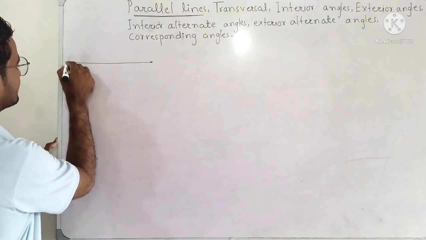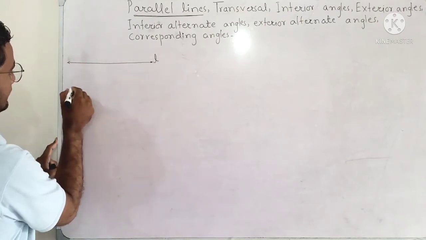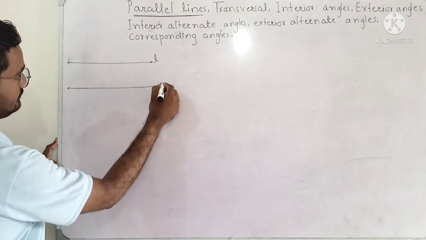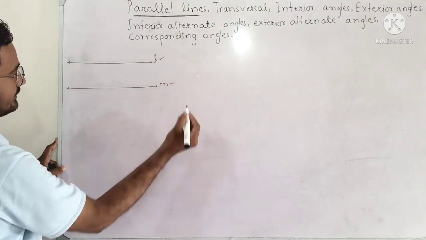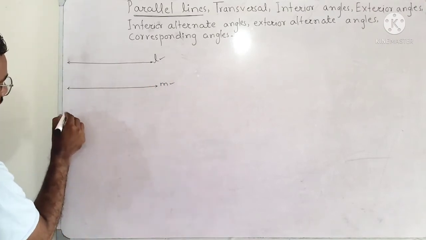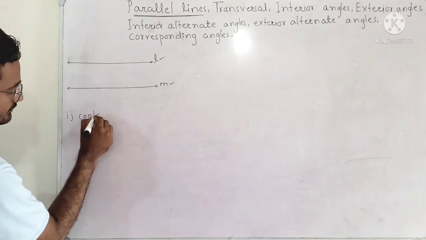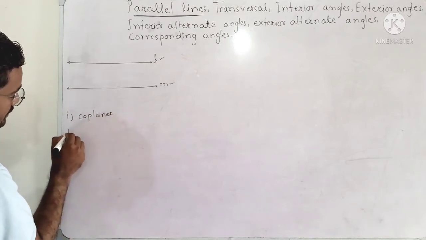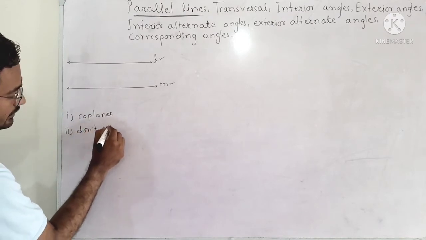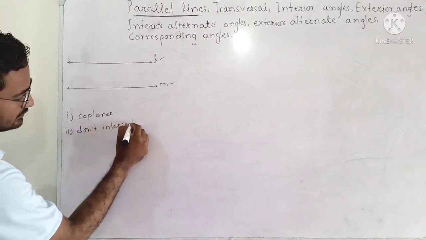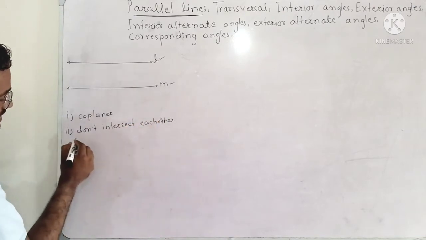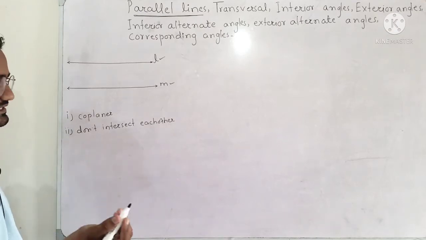Suppose this is line L and this is line M. These two lines are said to be parallel if, number one, they are coplanar; number two, they do not intersect each other, even if we extend them to an infinite distance.